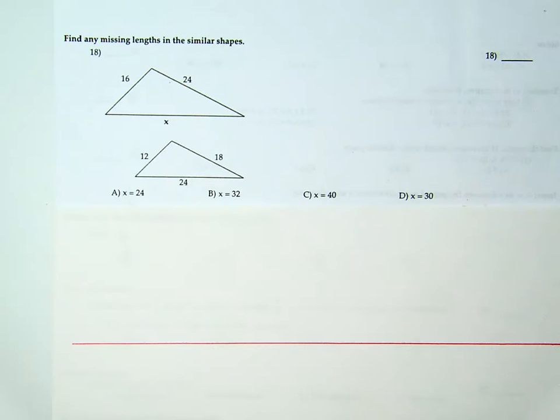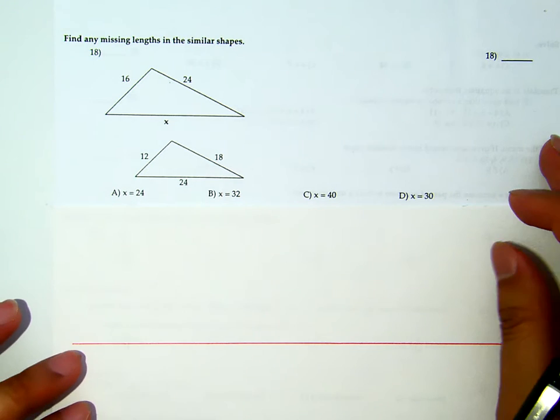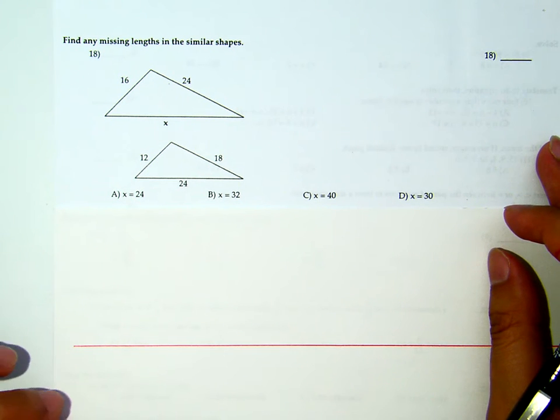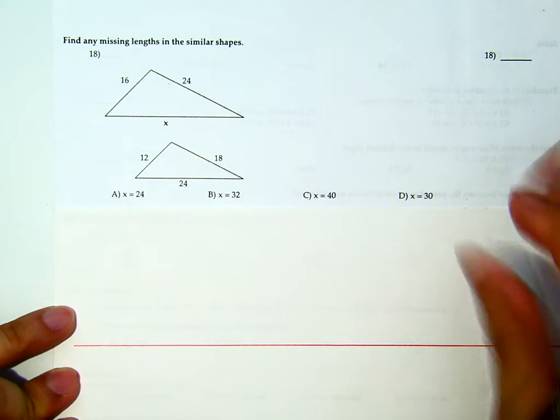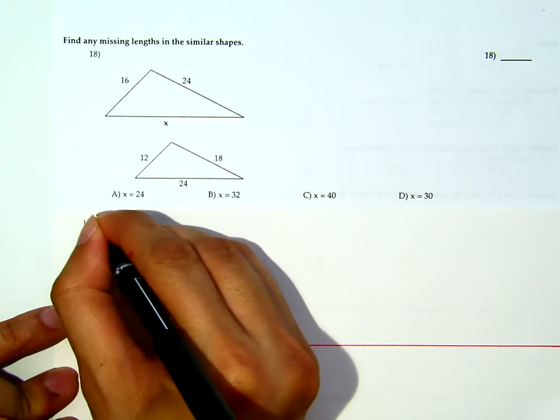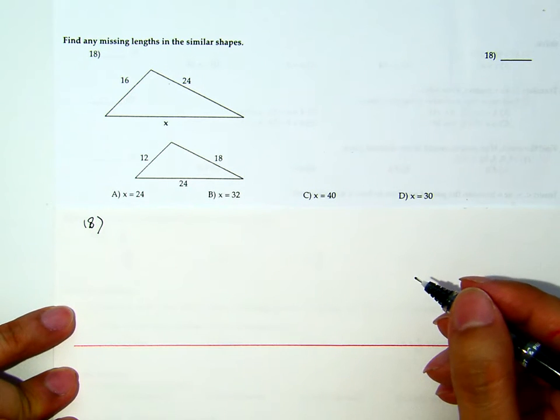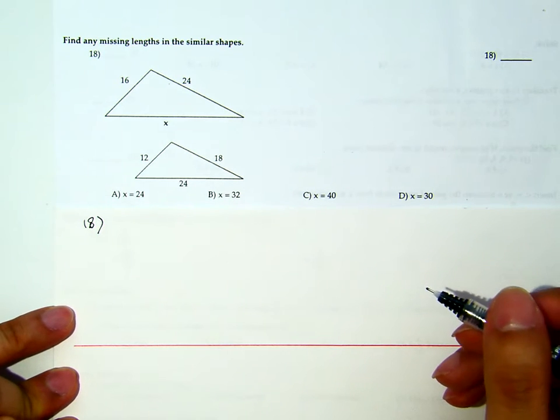The following is from Spring 2010 Math 112, Department Final. In this video, I will do number 18, 19, 20, and 21. Number 18, find any missing lengths in the similar shapes.